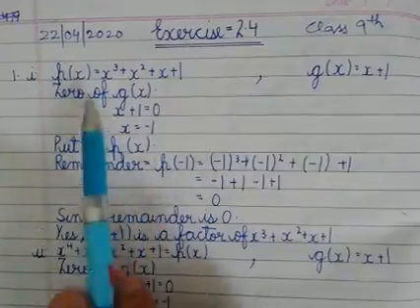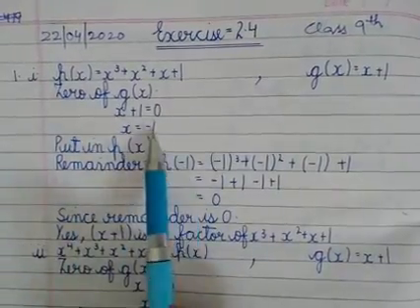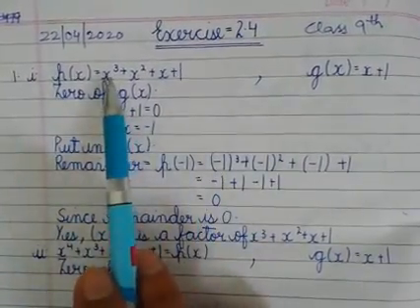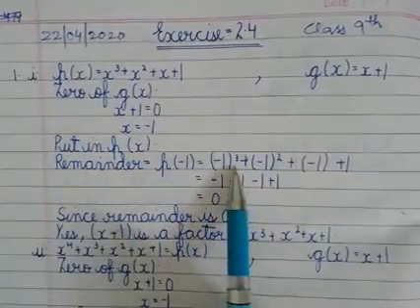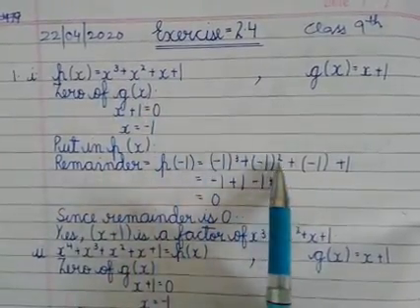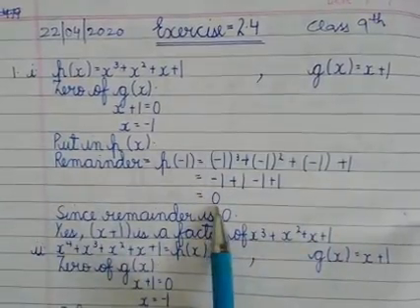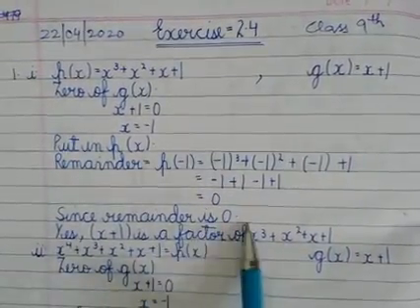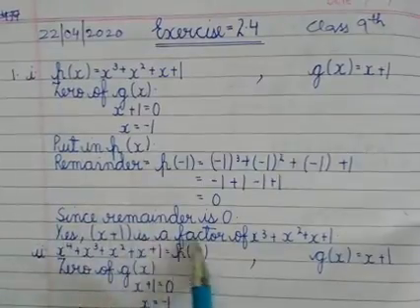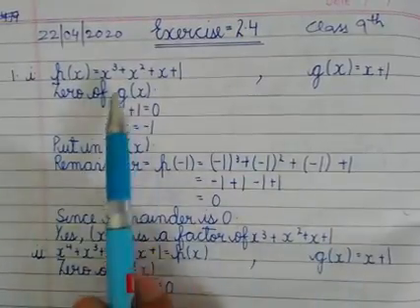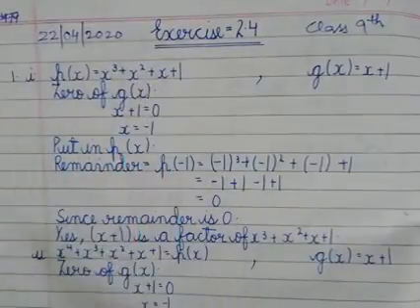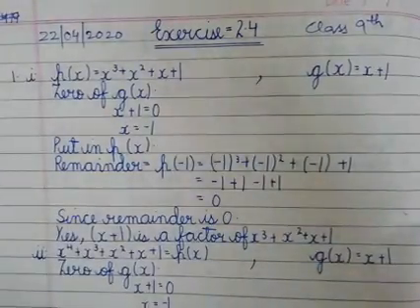So p(-1). Everywhere x cube is there, so we write (-1) cube. Where x square is there, we write (-1) square. Everywhere, in place of x, and then we are getting the remainder as 0. Since the remainder is 0, yes, x plus 1 is a factor of the given polynomial x cube plus x square plus x plus 1. Now just see the second case.